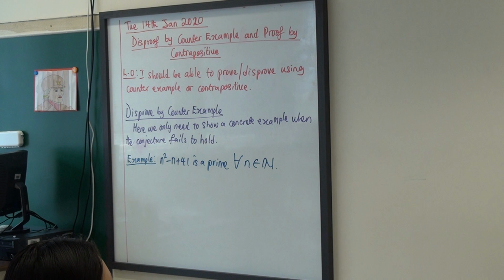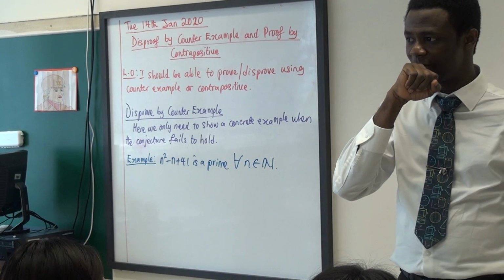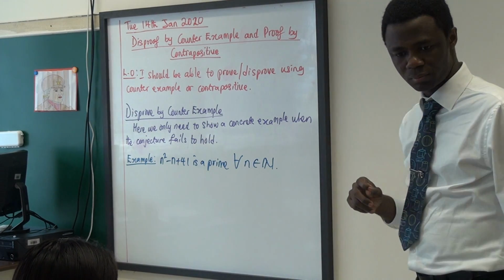Because when n is 41, it's obvious: minus 41 plus 41 is 0. Then the result is just n squared, and that is not a prime. So it makes sense. Okay? Questions? Alright. Can we just write this is not true?